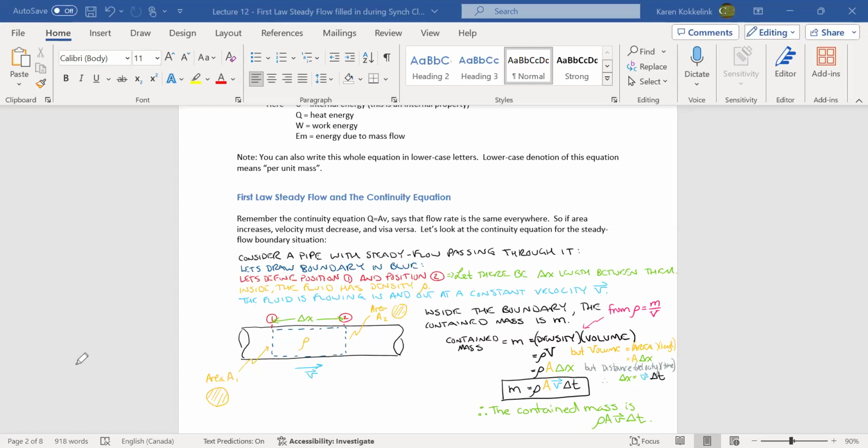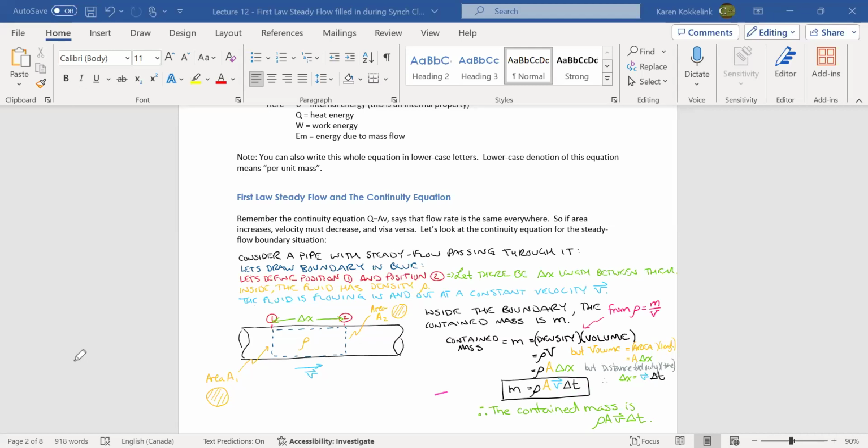But now we're going to remember that distance is velocity times time. So instead of just distance delta X, I said velocity times time. Distance is velocity times time. That comes from velocity equals distance over time. So substituting that in for delta X, I have velocity delta T.